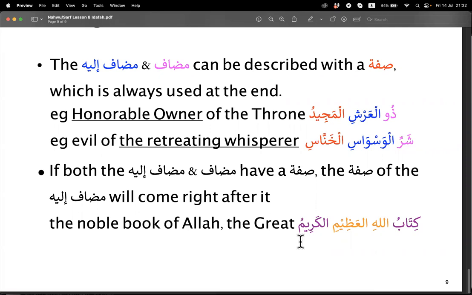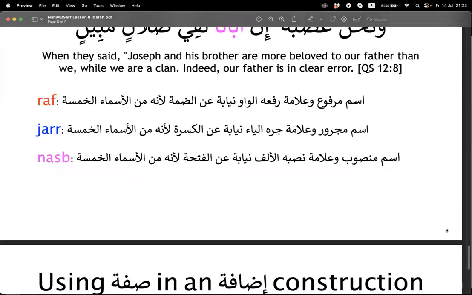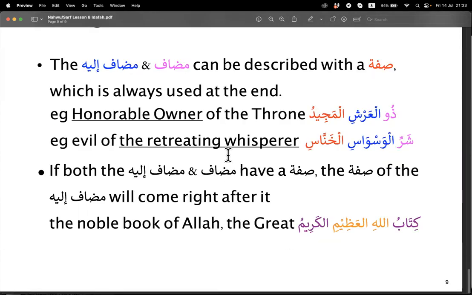Al-Karimu, it's rafa. So obviously it cannot be the sifah of this word, right? It cannot be the sifah of lafzu jalala also, because lafzu jalala here is jar. And it must be the sifah of kitabu. Understand? Okay, so that's it for idafa. Let me start a new recording for the new one.